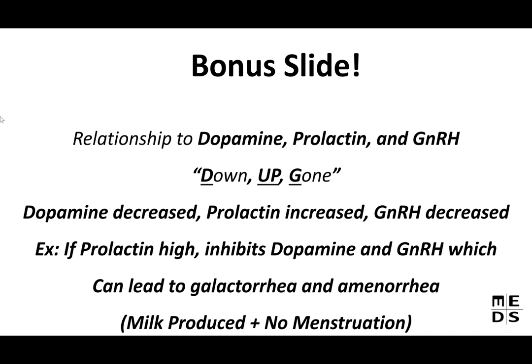And if you have prolactin up, you know that it's going to decrease dopamine and it's going to knock off GnRH. If you shut off GnRH, it can't tell FSH and LH to go stimulate the ovaries to make steroids. Therefore, it's like an indirect birth control when you think about it. So it shuts that part off. I just wanted you to remember this. Down, up, gone: dopamine decreased, prolactin increased, GnRH decreased. I hope that makes sense.